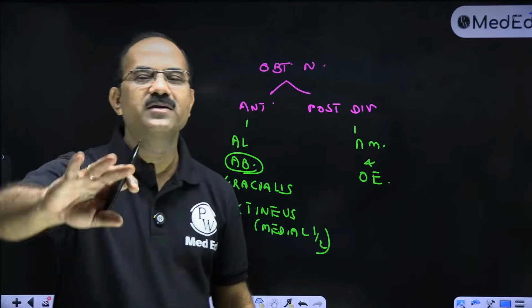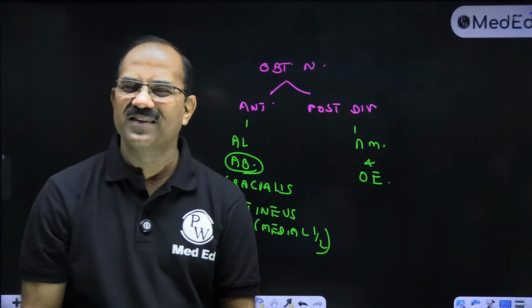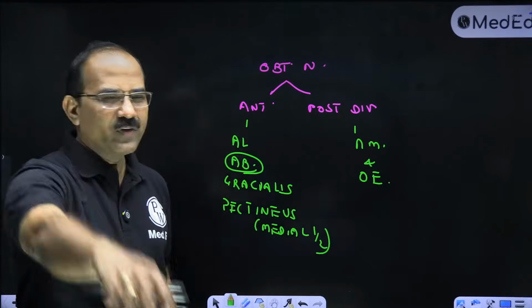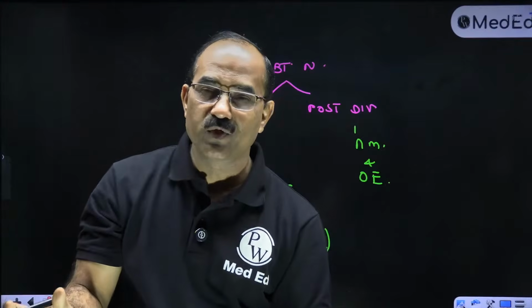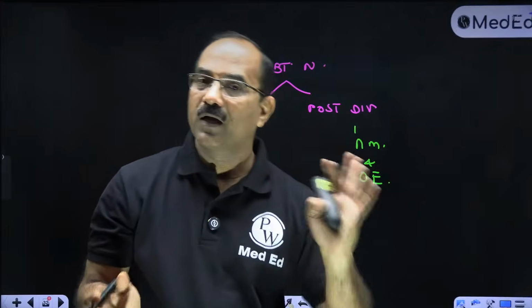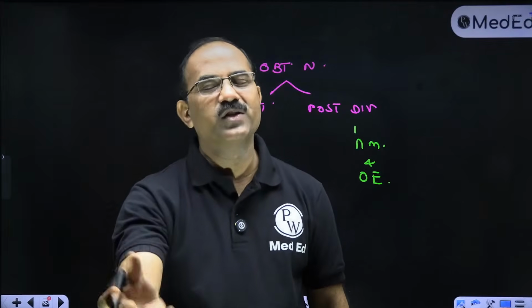Occasionally brevis reach, if not supplied by anterior division. Fine. Okay, clear, perfect. Obturator nerve, okay, you can write. All the MCQs with respect to the obturator nerve, the clinical questions are clear to all of you. The course of obturator nerve is clear to all of you.